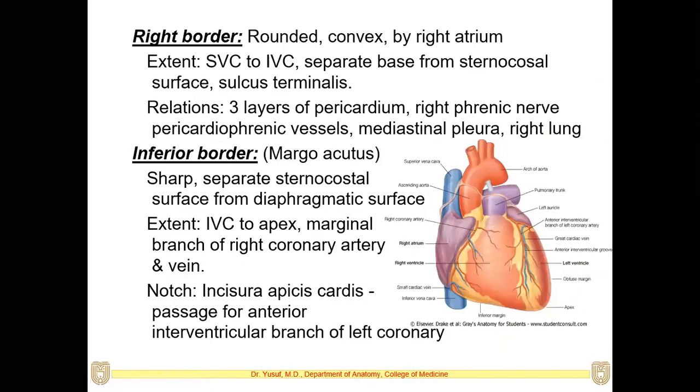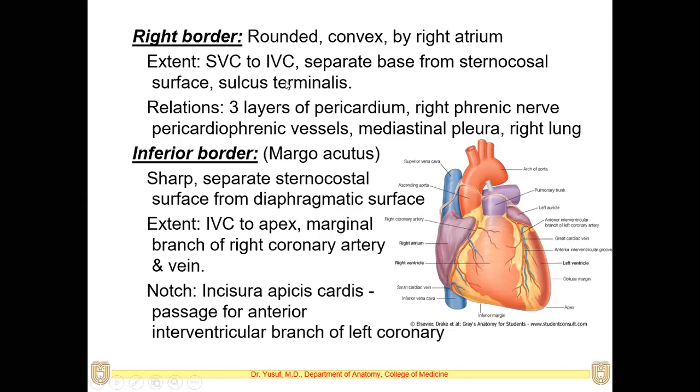Now coming to the right border of the heart. Where is the right border? This is called the right border of the heart. So the right border is formed, it is rounded, almost rounded and convex, and formed mainly by the right atrium, mostly occupied by the right atrium. If you can see here, this is the right atrium. So the right border is formed by the right atrium.